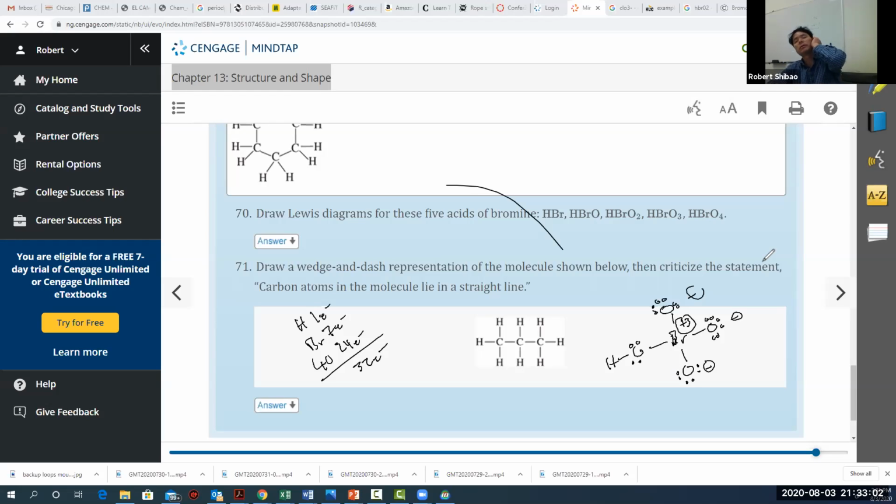So when we look at perbromic acid, we probably are going to form double bonds here to lower that. But this is tetrahedral on bromine that's bent around oxygen. Bromic acid was pyramidal, trigonal pyramidal around bromine. So let's take a look. This was bent.